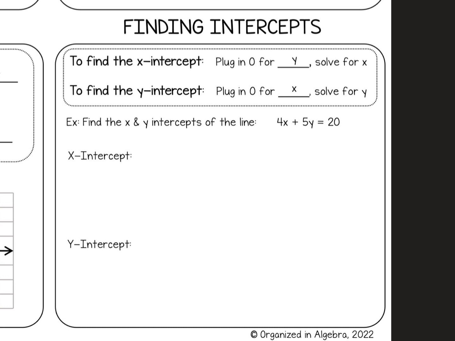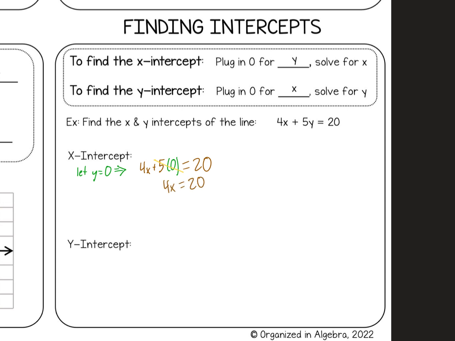Let's try an example. Find the x and y intercepts of the line 4x plus 5y equals 20. To find our x-intercept, we're going to let y be 0. So we're going to take that equation and we're going to replace y with 0. We now have 4x plus 5 times 0 equals 20. Since 5 times 0 is 0, this term actually cancels out and we are left with 4x equals 20.